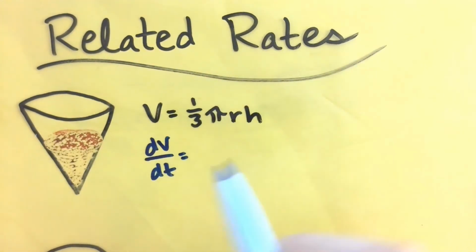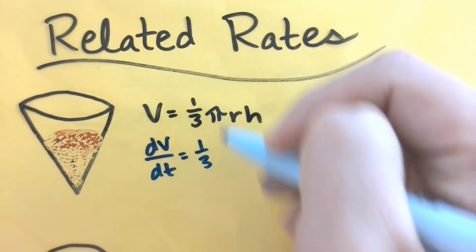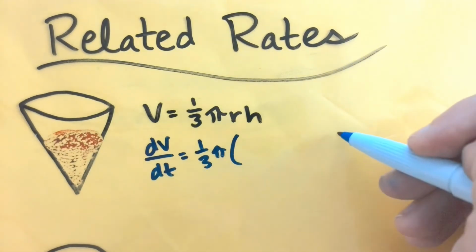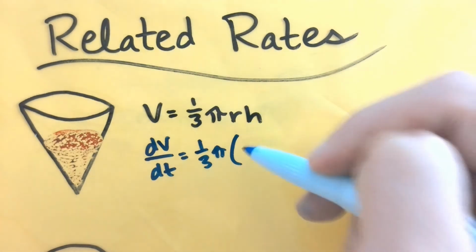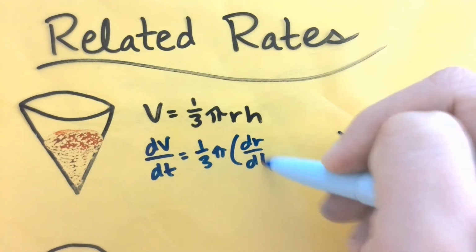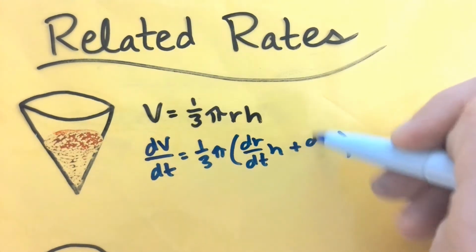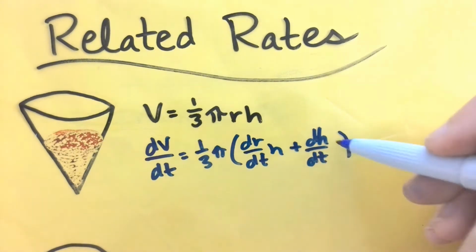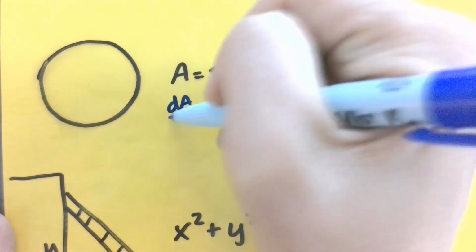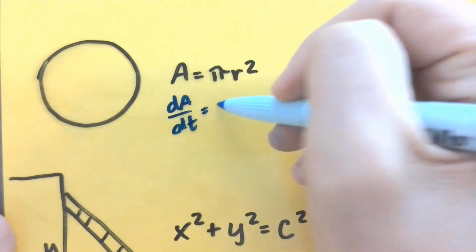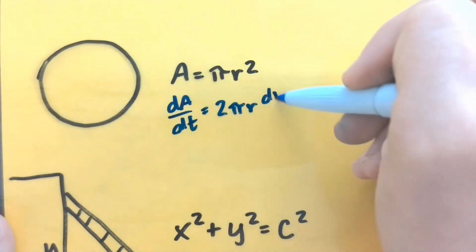And when we take the derivative, we're using implicit differentiation, and we'll end up with whatever variable that is, dt every time. So for the right side of this, remember that 1/3 pi can be on the outside of the whole thing, or you can include it in both parts of the product rule. Taking the derivative of r, I get dr/dt times h plus dh/dt times r. We could be talking about a 2D figure, so in this case the area of a circle, when we take the derivative, we will get this 2 pi r dr/dt.